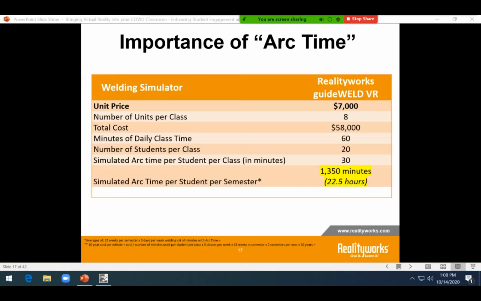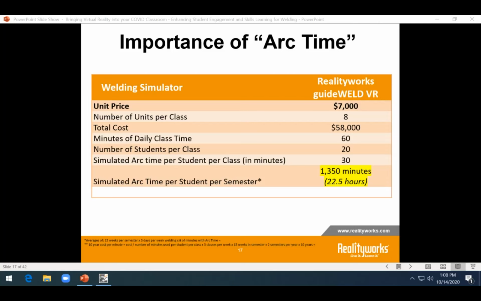One of the things that is very important that we have seen is this idea of arc time. As we talk to educators, and this is a place in COVID right now, arc time is something that is being lost. Students aren't able to get into the shop as much. So how do we still get arc time in there? On average, a lot of our classrooms will have 5, 10, 15 units in their classroom, so a lot of students can use this.